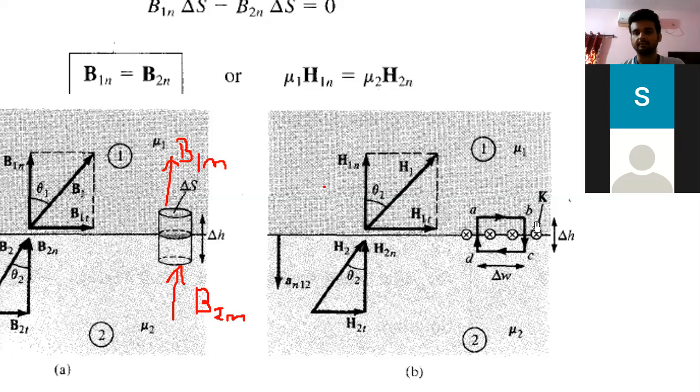Now see here, the height is considered as delta H, and the length is delta W. This is a rectangle, correct? So the length is delta W, breadth is delta H. Now current density I have considered K. What is the current density here? Surface current density. That means current per unit length.